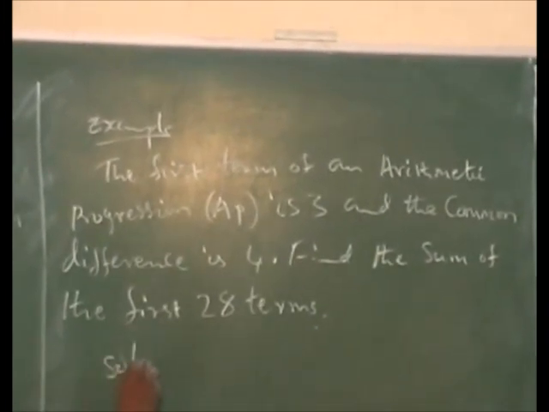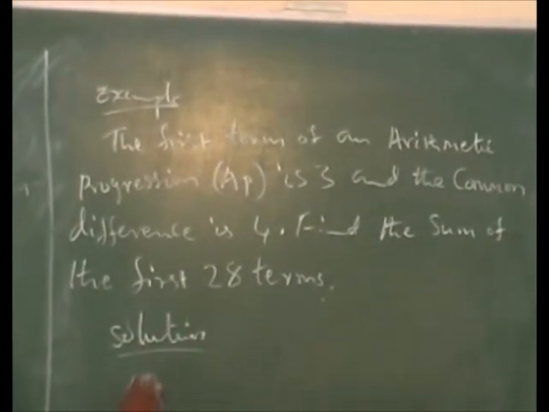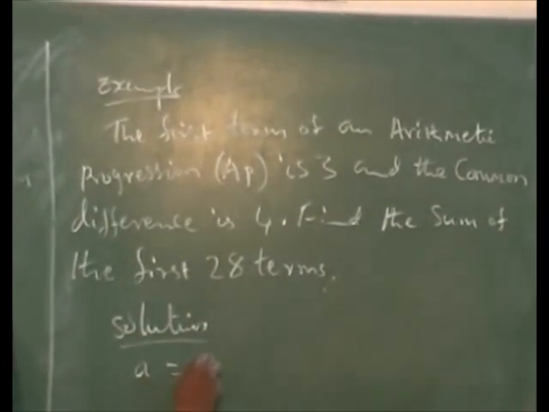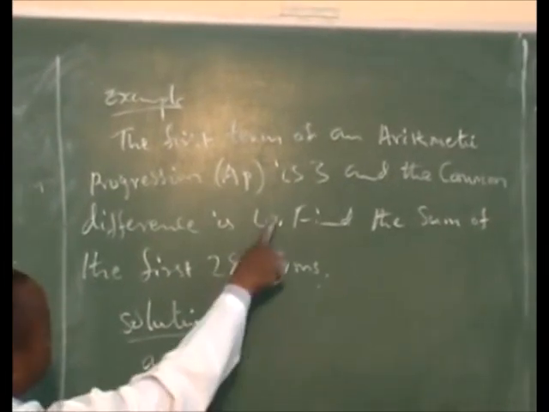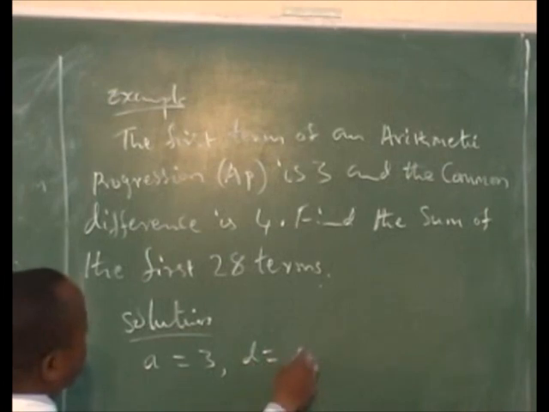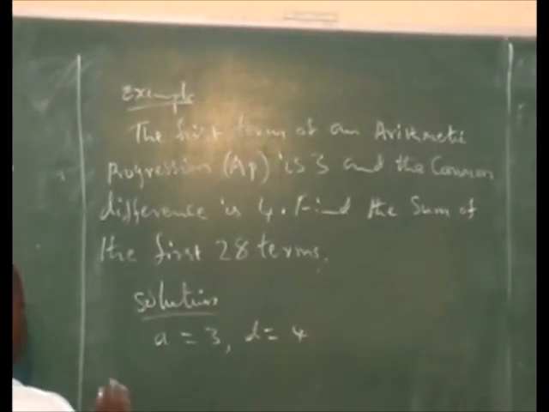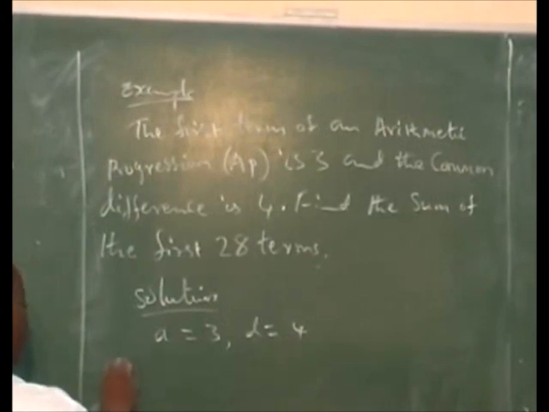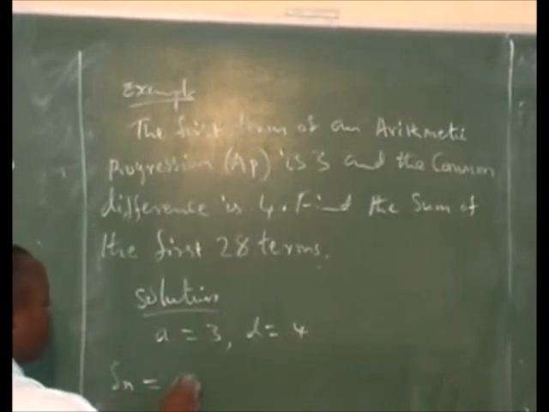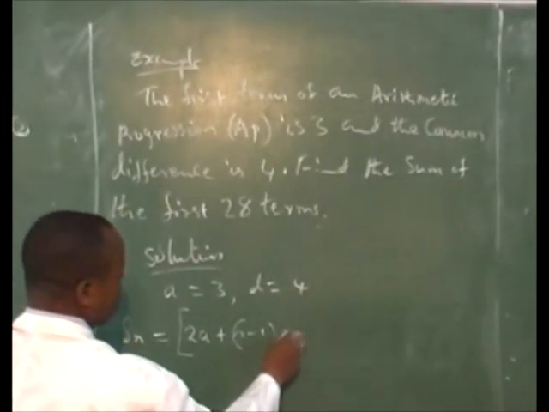Let's look at the solution. We have that a is equal to 3, the first term, and then d, the common difference, is equal to 4. Now, remember that Sn is equal to n over 2 of 2a plus (n minus 1)d.